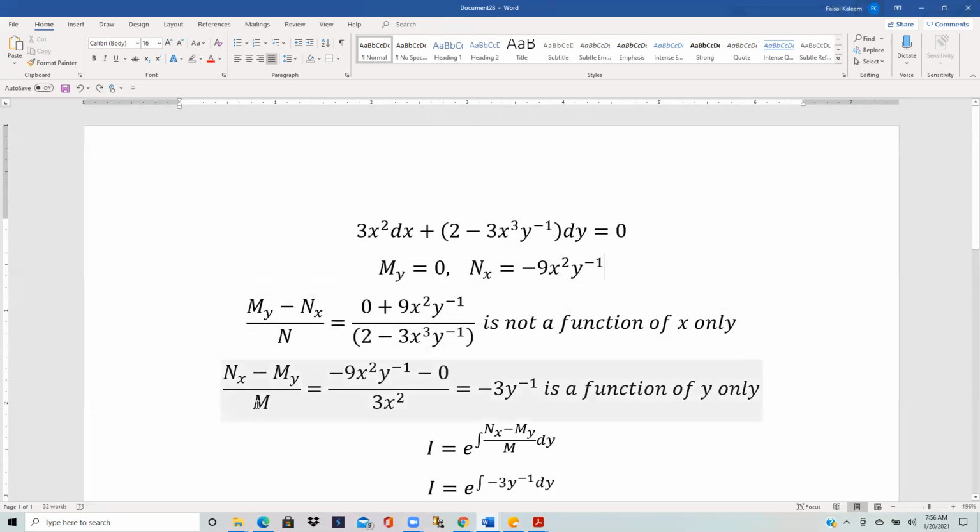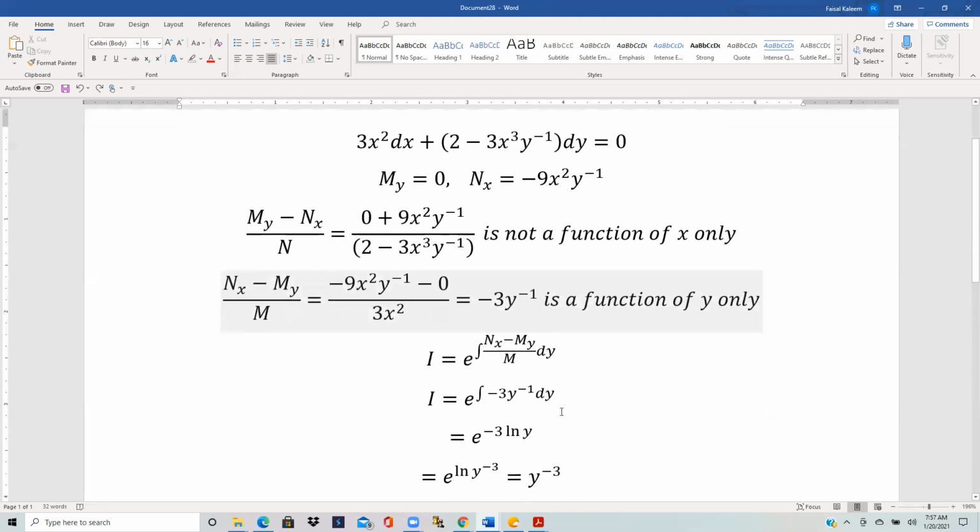N_x minus M_y over M is equal to N_x, which is negative 9x squared y to the negative 1, minus M_y, which is 0, divided by M. M is this part, the 3x squared. But now we do see that the x squared and the x squared cancel out. This minus 0 can just be ignored. So the x squareds cancel out, and 9 divided by 3 gives you a 3. And so this one simplifies into negative 3y to the negative 1, which is a function of y only.